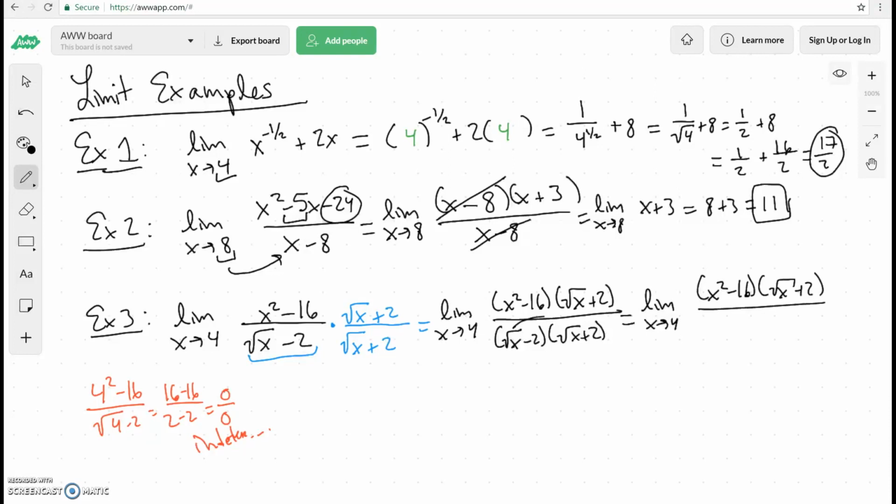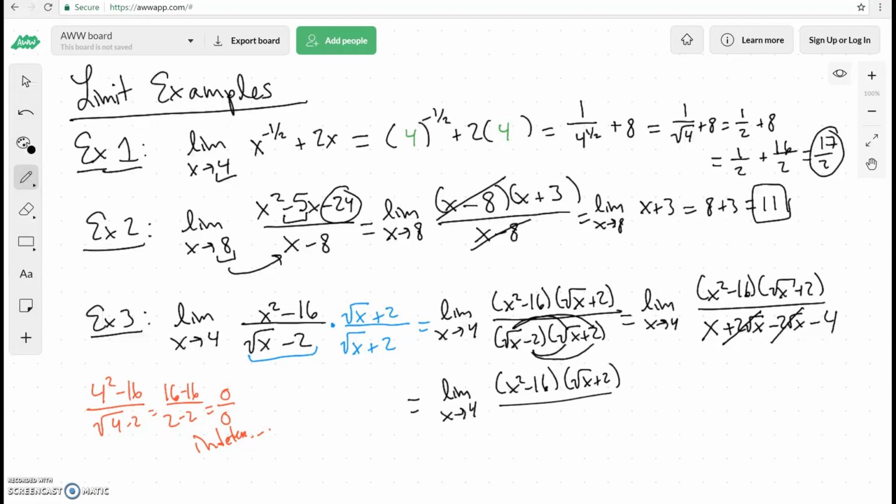So I'm going to have square root of x times square root of x. That's just going to give me x. Square root of x times 2 gives me plus 2 square root of x. Minus 2 times square root of x is going to give me minus 2 square root of x. Minus 2 times 2 is going to give me minus 4. And what you notice is that these two are going to go away. So I'm going to have the limit as x goes to 4. The top one, I'm not going to worry about that right now. Square root of x plus 2 divided by x minus 4.